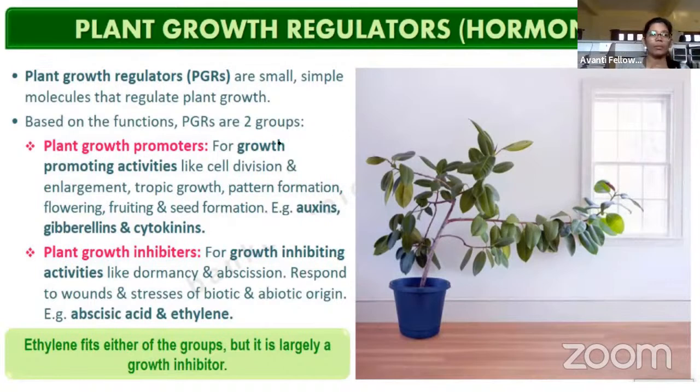Here you can see plant growth promoting activities like cell division, enlargement, tropic growth, pattern formation, flowering, fruiting, seed formation. These all come under plant growth promoting activities, and those which promote them are called plant growth promoters: auxins, gibberellins, cytokinins. Next are plant growth inhibitors, with growth inhibiting activities like dormancy and abscission, which respond to wounds and stress of biotic and abiotic origin. Examples are abscisic acid and ethylene.